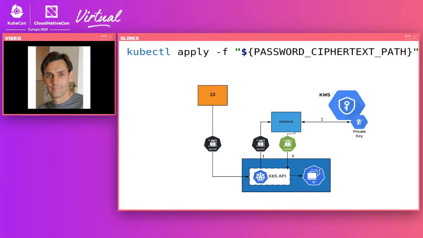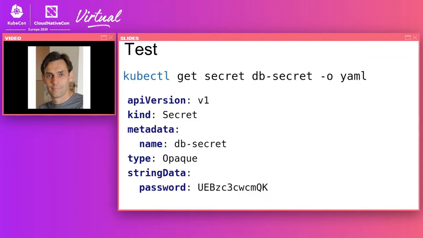The second kubectl apply will trigger a three-step sequence. In the first step, KubeAPI server passes the envelope secret to the webhook. In the second step, the webhook decrypts the envelope by making a call to KMS. Lastly, the webhook passes the now decrypted secret back to the KubeAPI server. If we were to get this secret from KubeAPI server, we would get the secret in clear text. Thus, our applications are ready to start using it.